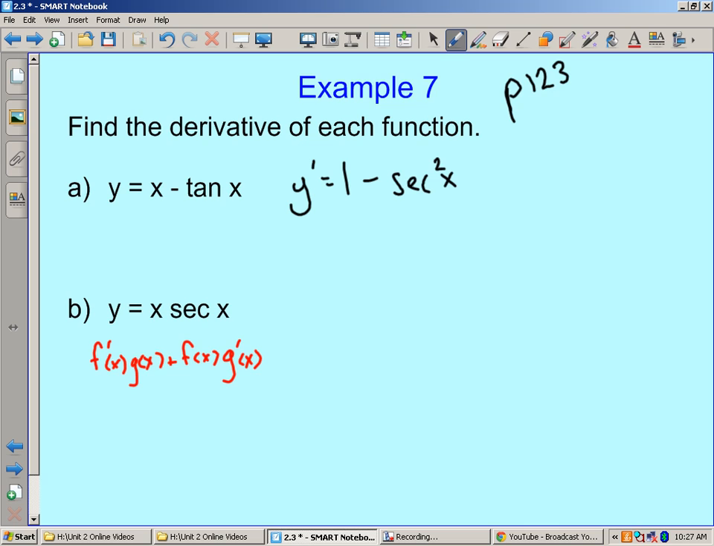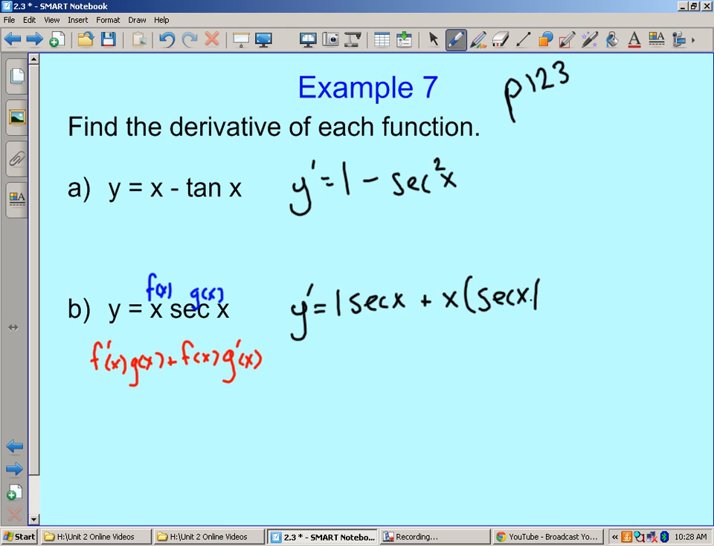And so I'm going to say f of x is my x value, g of x is my secant of x. And so when I go ahead and take the derivative of this, I just follow this rule because it's a product rule. And so y prime will give me the derivative of x is 1. And so I leave secant x alone. And then I add on the f of x, which is x, and then I take the derivative of secant x, which happens to be secant x tangent x.